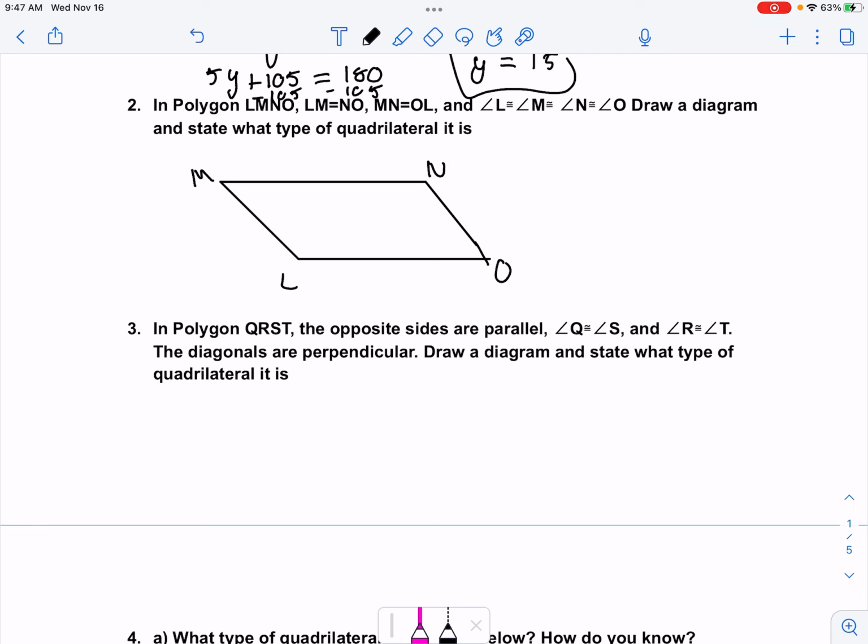Okay, it's telling us that LM, that's this, is congruent to NO. So the opposite sides are congruent. MN is congruent to OL. And then we know that angle L is congruent to this angle, which is congruent to this angle, which is congruent to this angle. By the way, if they're congruent, the only way you could have 4 congruent angles add up to 360 is if they're each 90. So they actually have to be 90. The parallelogram that has 4 congruent angles and 2 pairs of opposite sides is a rectangle.